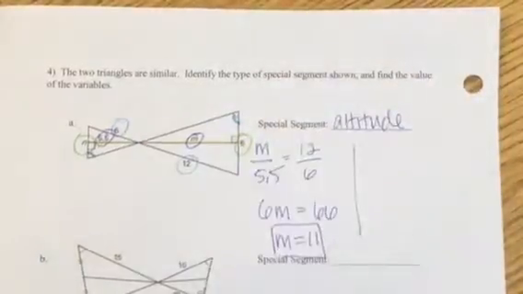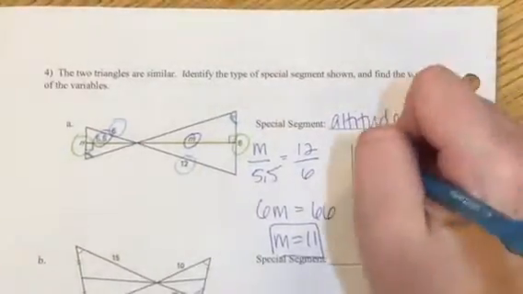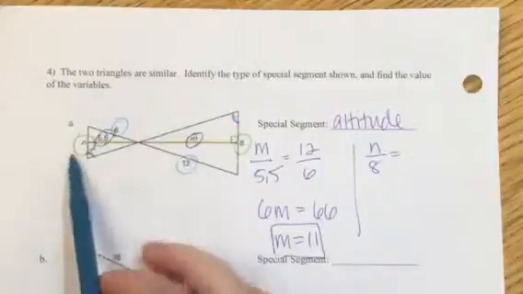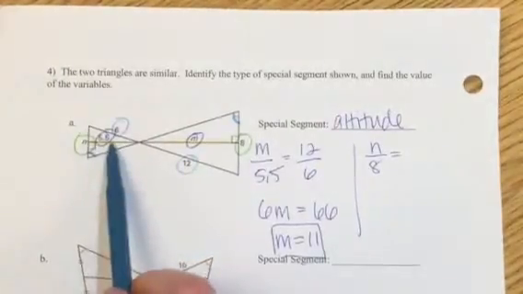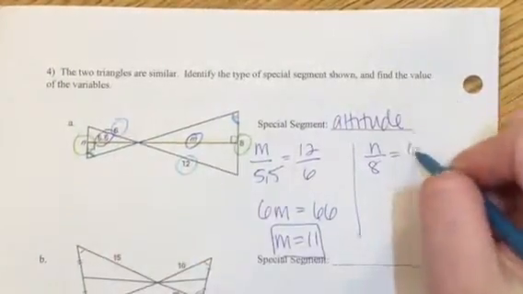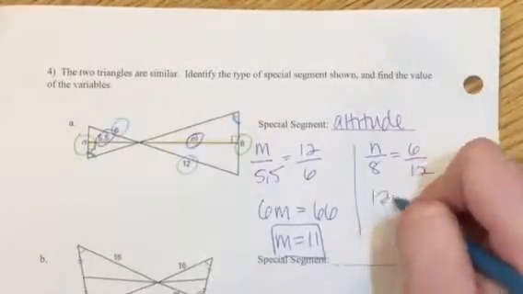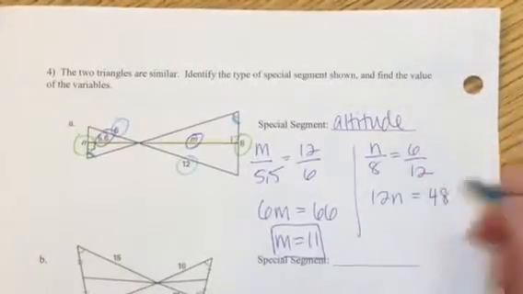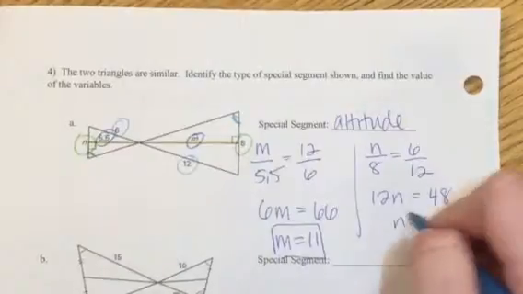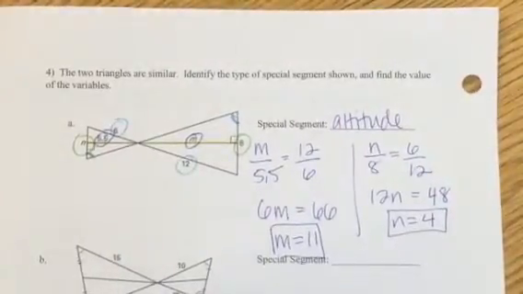Same thing for n. Here's n. It corresponds to 8. So maybe I'll start with n over 8. But if I do that, I need to start with another number in that same triangle. So I'm going to start with 6 over 12. If you cross multiply, you get 12n equals 48. Divide by 12, n equals 4.